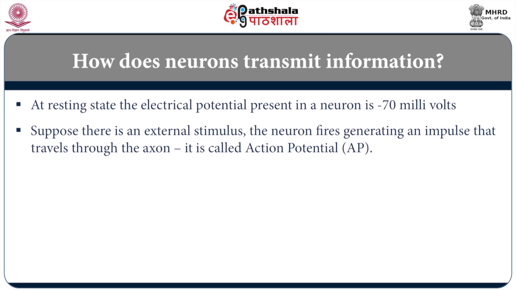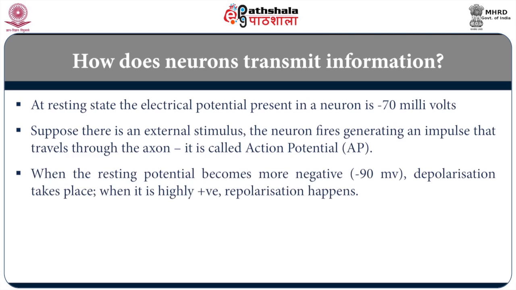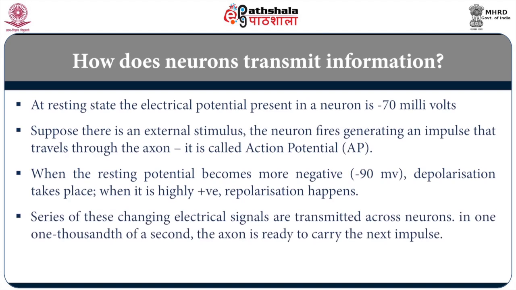So, resting potential is minus 70 millivolts. Suppose it becomes more negative, minus 90, that process is called depolarization. Then eventually it becomes positive and that is called repolarization. So, a series of depolarizations and repolarizations is what you mean when you say neural impulse is transmitted. It is this changing electrical signal which passes through the axon from one neuron to another neuron. The axon is ready to carry the next impulse within 1,000th of a second, that fast.